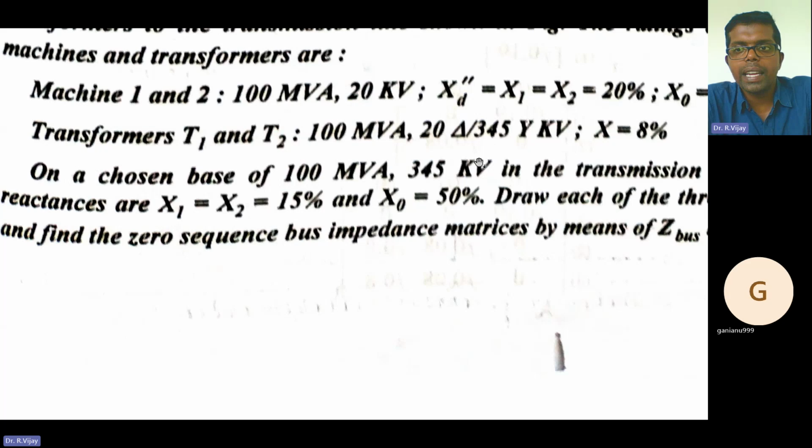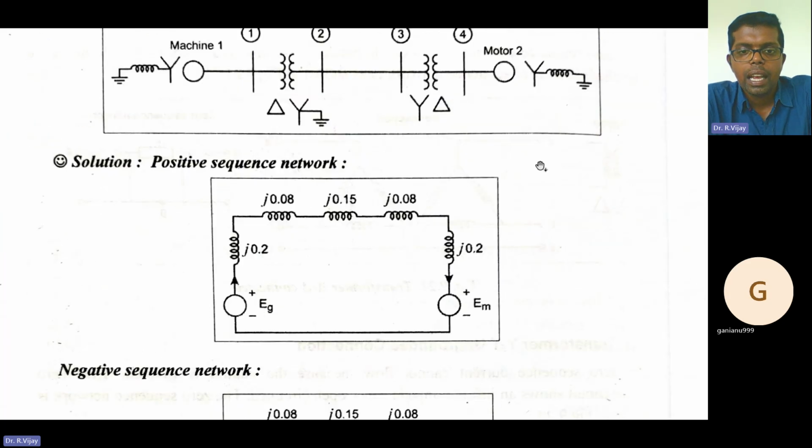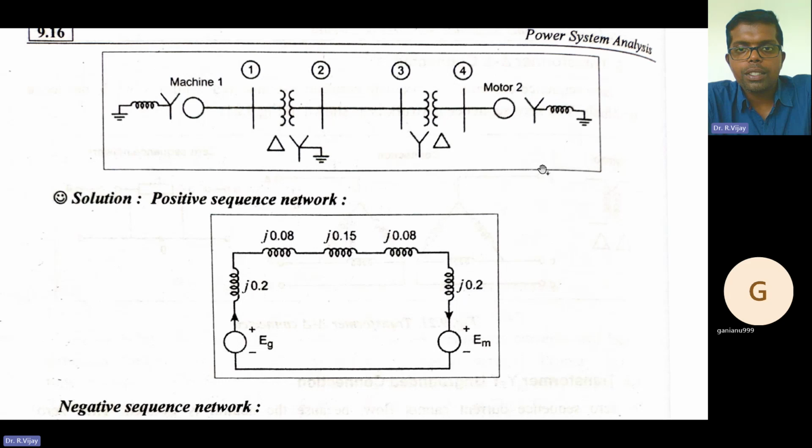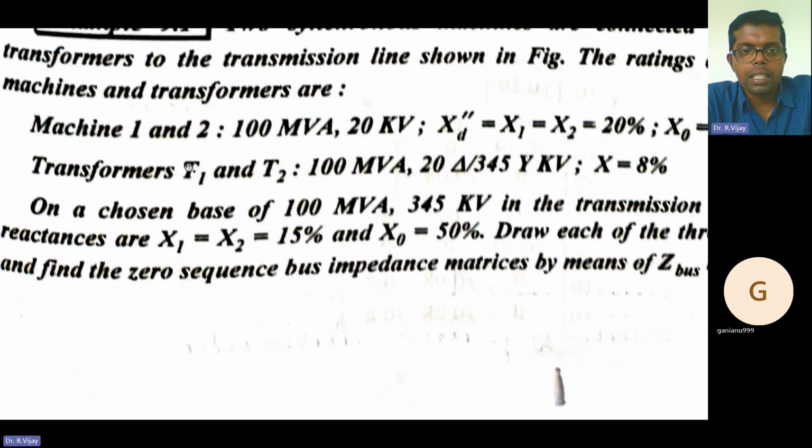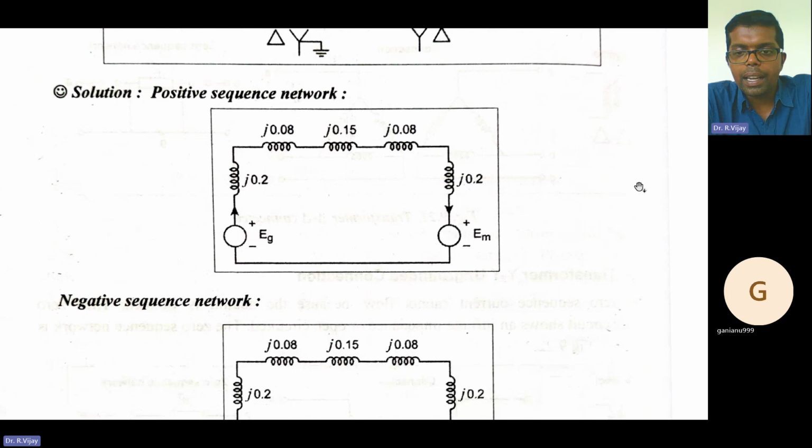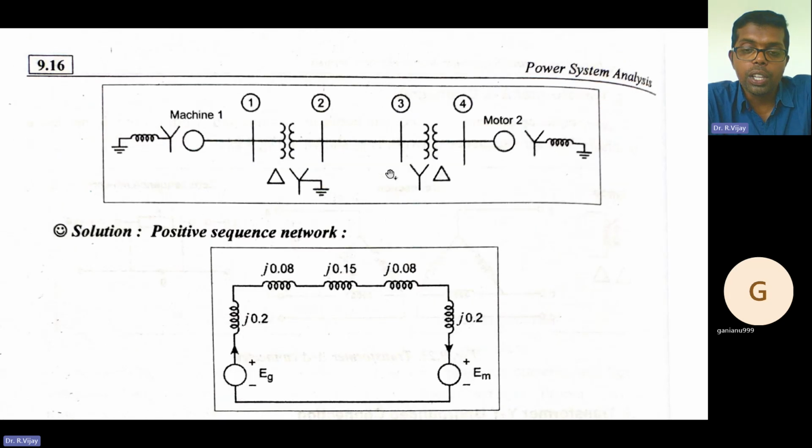Then the transformer reactance is 8%. Two transformers are there, T1 and T2, with the same reactance of 8%. So 8 divided by 100, we take as 0.08, sorry, 0.08. So 0.08 j is the reactance of these two transformers.